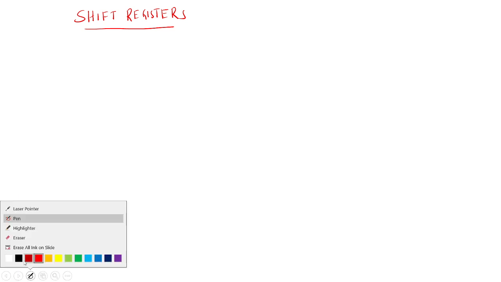So shift registers are basically of four types. One is SISO. SISO means what? Serial in, serial out. And next you have SIPO. SIPO means serial in, parallel out.